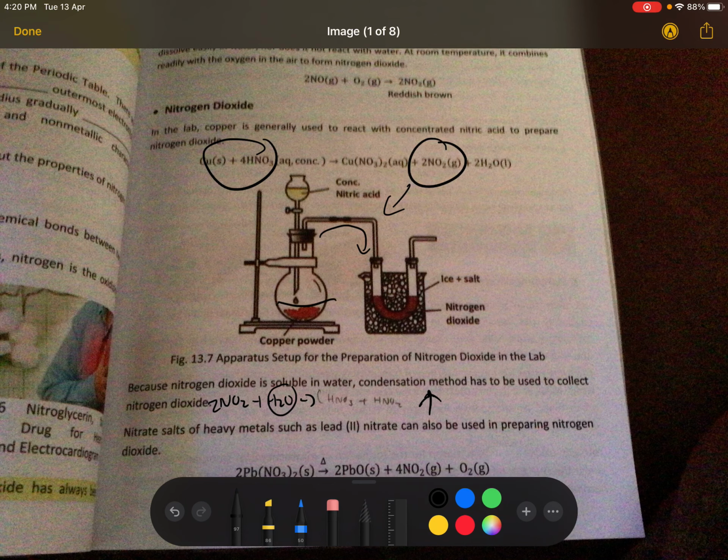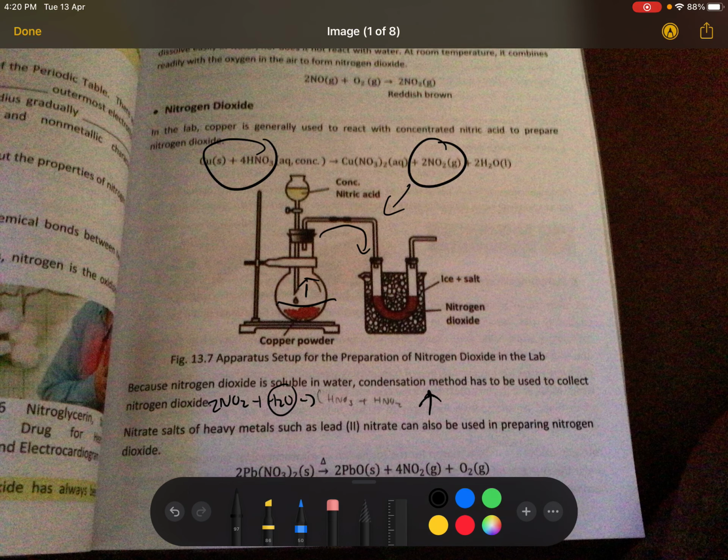Okay, wait, never mind. I just realized the water stays here. So when you want to collect nitrogen dioxide, you want to do it in this way so that only the gas goes up. The water and the copper nitrate stay here. The gas goes up, goes to the tube.